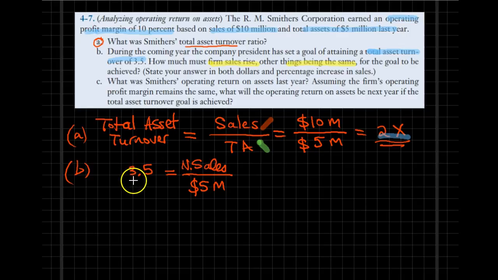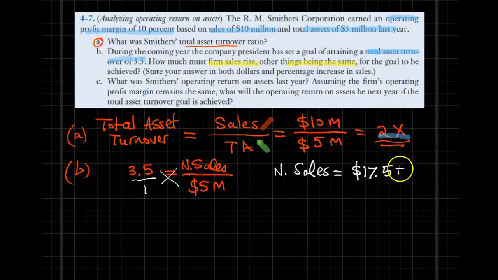Well, it's quite easy to solve this now. All we do is we just do cross multiplication. So when we do it, we should get that new sales equals 3.5 times $5 million should give us $17.5 million. So we need to increase sales all the way to $17.5 million.